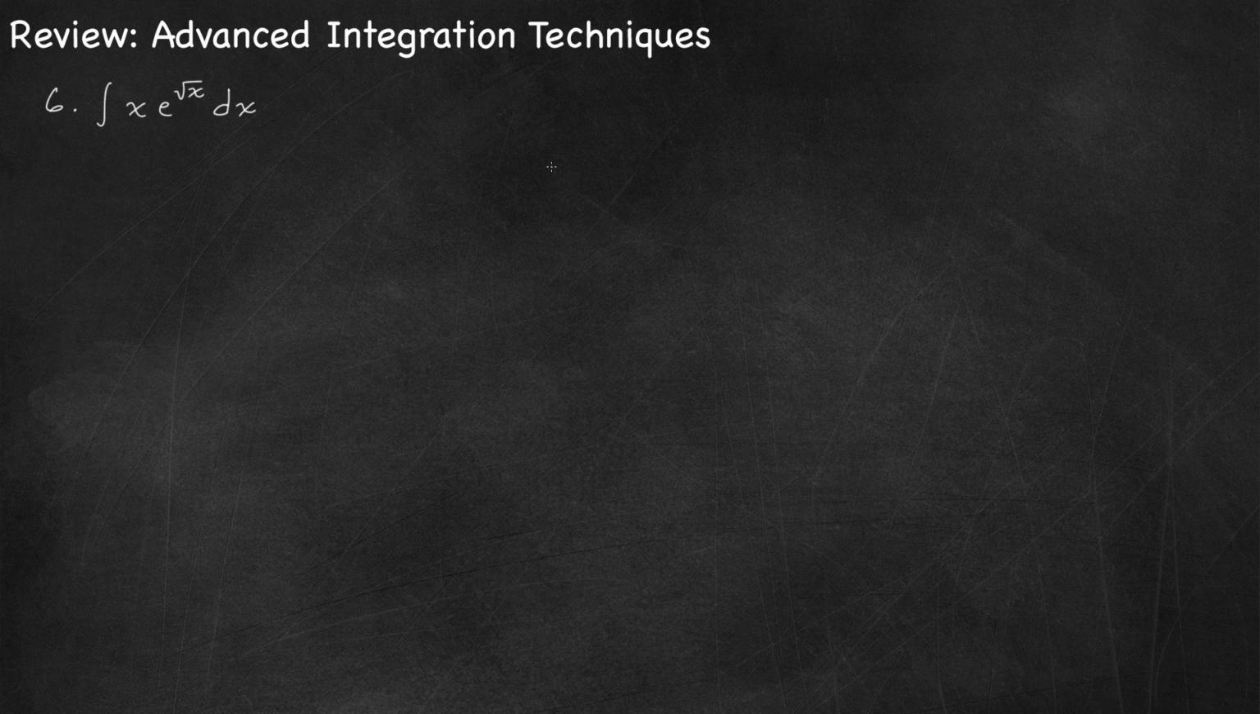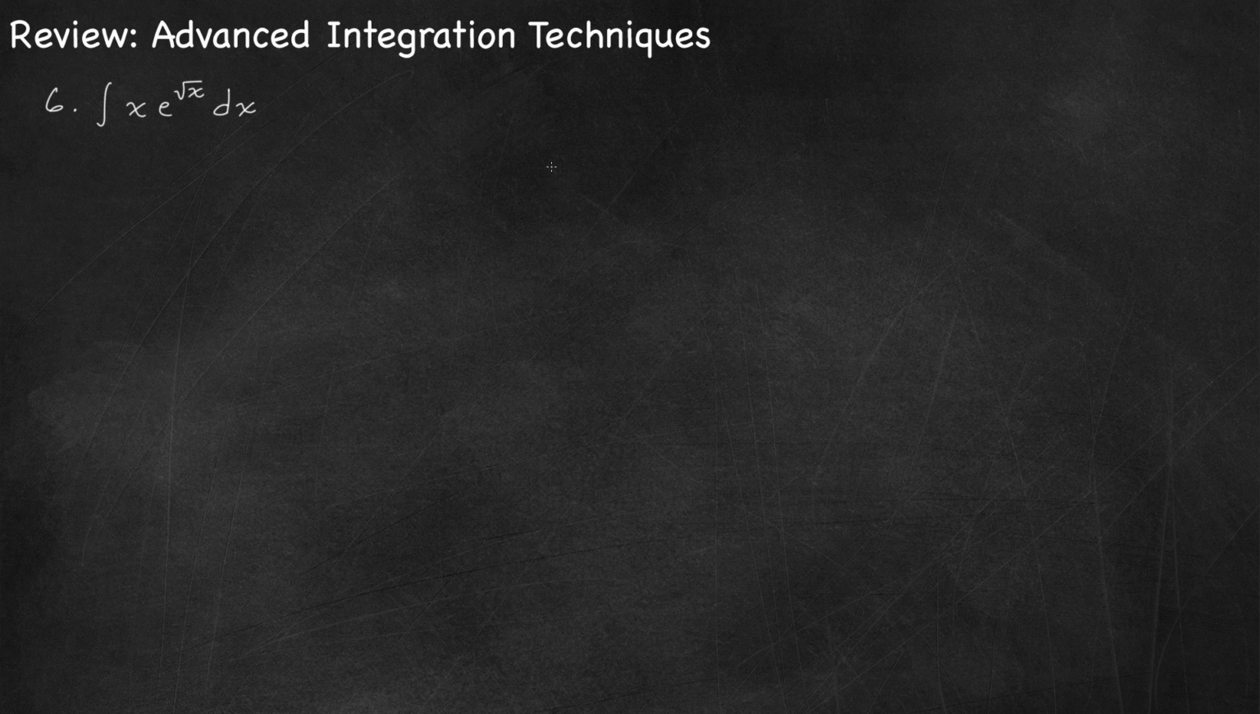Number 6, we want to integrate x e to the root x dx. Now this looks like an integration by parts, but I'm kind of thinking a step ahead here. If I let u equal x, then my dv is e to the root x dx. And how do we integrate e to the square root of x? So I'm not sure that's going to work as well as I had hoped.